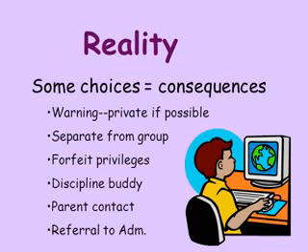Okay, the reality is some choices equal consequences. Not every student is going to respond to our great plan here, so you need to give them a warning, private if possible. Try not to embarrass them in front of their friends, because that's just going to evoke some anger and some defensive behavior. Separate from the group. They're very social at this age, so if you could separate them from the group. Forfeit privileges. That might be something that you have at your school, some kind of process for that.